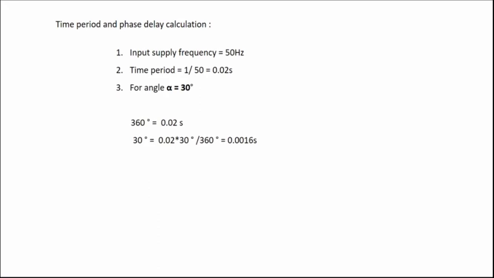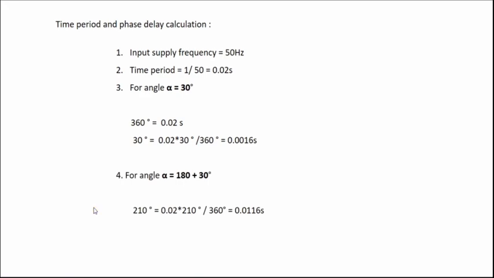And phase delay. For setting the phase delay parameter, we need to do the calculation. For input supply frequency 50 Hz, the time period will be 0.02 seconds, and for firing angle we need to do the calculation as shown here. 0.02 seconds is the complete time period of one cycle, so for one cycle the angle will be 360 degrees. For a 30 degree angle, after doing the calculation we will get 0.0016 as the value. This 0.0016 can be given as the phase delay in our pulse generator block for firing angle 30 degrees.